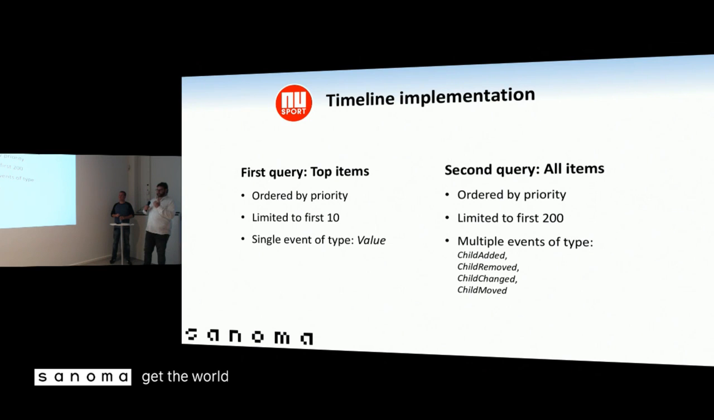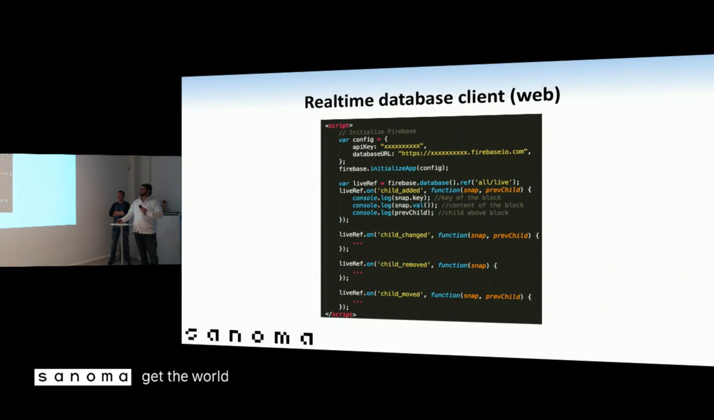And it is like listening on every possible event except the value. So child added, child removed, child changed, and child moved. And that was the code that you saw also previous year. Hey, child changed, child removed, child added.